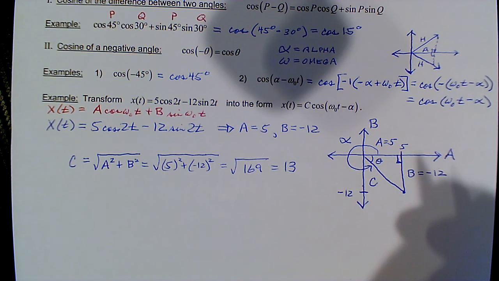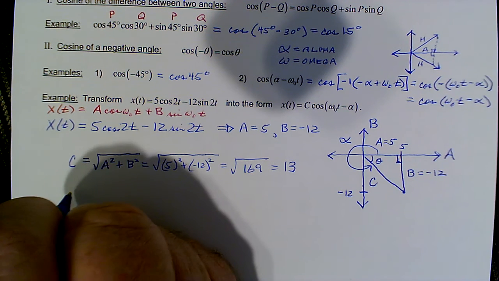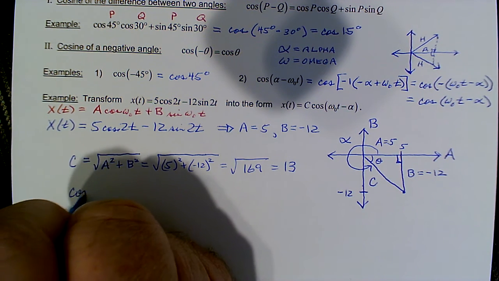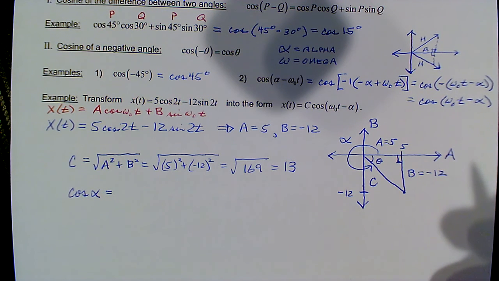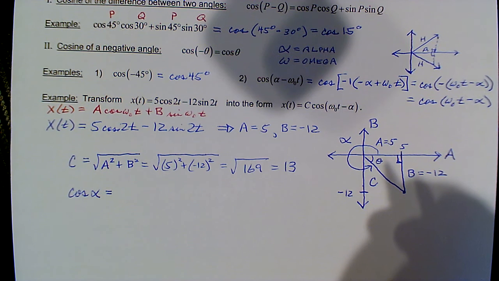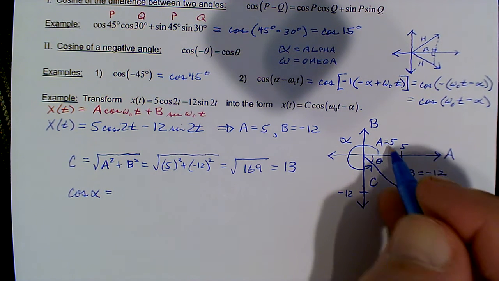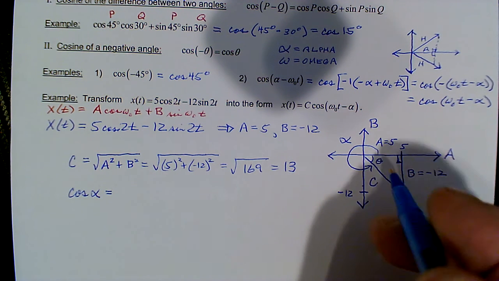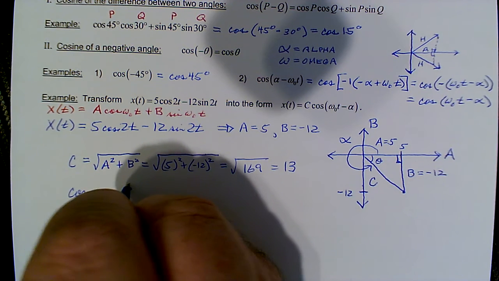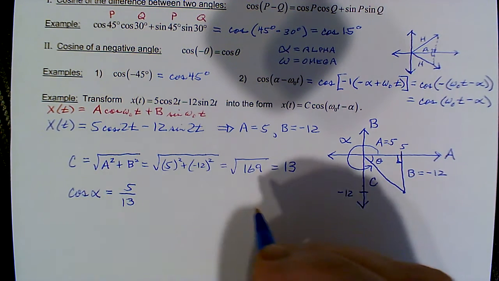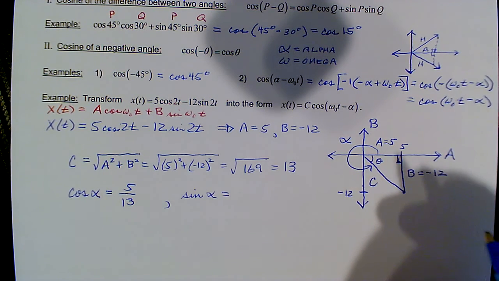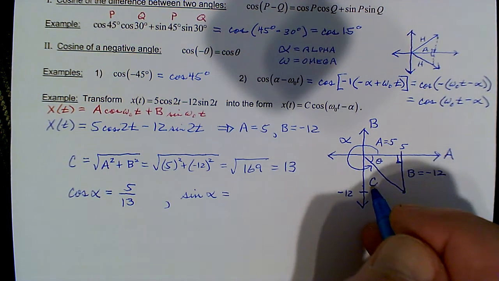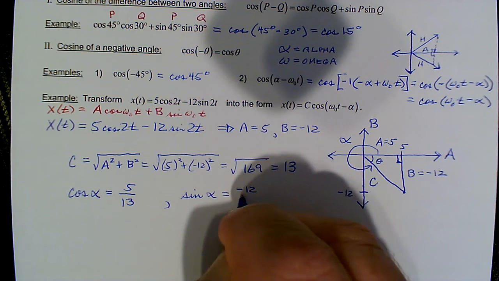And then also what we want to do at this point is find the cosine of the angle alpha and the sine of the angle alpha, for reasons as we'll see momentarily. And the cosine we know is adjacent over hypotenuse, so that's going to be 5 over c, which is 13. And the sine of alpha is opposite over hypotenuse, so that's going to be b over c, or negative 12 over 13.